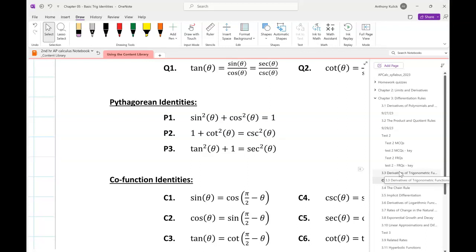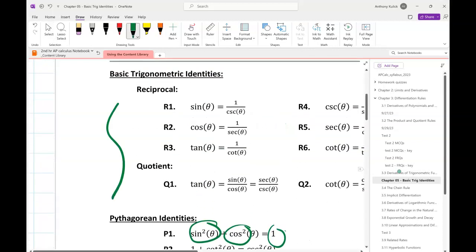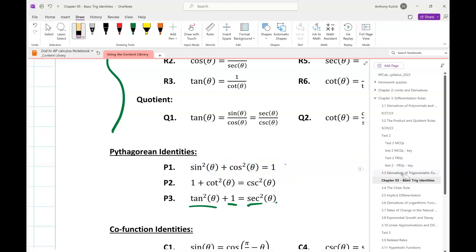I remember P1. Good. If you remember P1, how do you get P3 out of that? Divide each piece by cosine squared. Sine squared over cosine squared is tangent. Cosine squared divided by cosine squared is 1. 1 divided by cosine squared is secant squared. You know that. So if you remember just the reciprocal and quotient identities and P1, which everybody remembers, you can get P2 and 3 for free, basically.